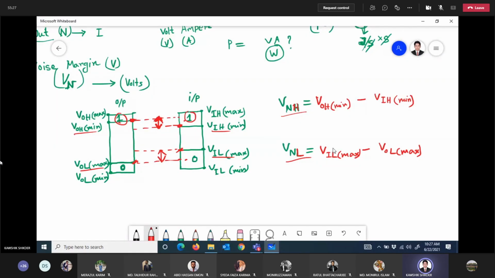Any confusion? No sir, no confusion. So can I raise the window? Yes, sir.